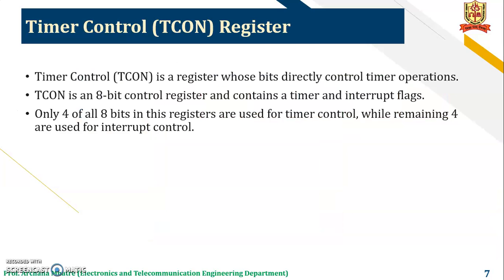Now next is the TCON SFR, that is the timer control register. The timer control register, TCON, is a register whose bits directly control timer operations. TCON is an 8-bit control register and contains timer and interrupt flags. Only 4 of all 8 bits in this register are used for timer control, while the remaining 4 are used for interrupt control. That means TCON is an 8-bit register, and out of 8 bits, 4 bits are used for controlling the timer and the remaining 4 bits are used for controlling the interrupt.